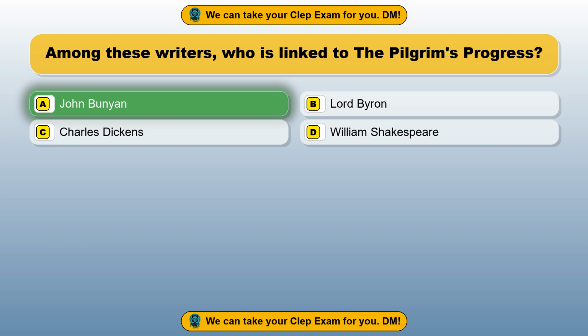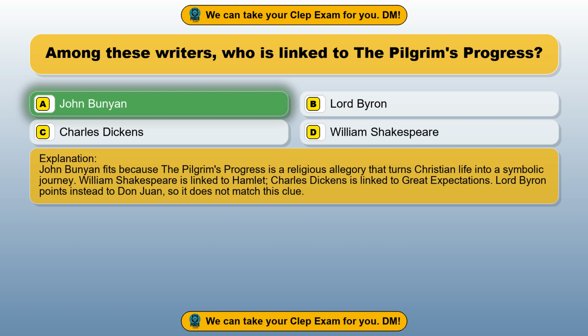John Bunyan. John Bunyan fits because The Pilgrim's Progress is a religious allegory that turns Christian life into a symbolic journey. William Shakespeare is linked to Hamlet. Charles Dickens is linked to Great Expectations. Lord Byron points instead to Don Juan, so it does not match this clue.